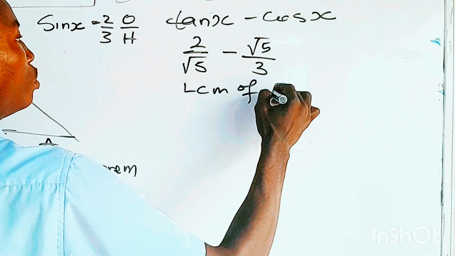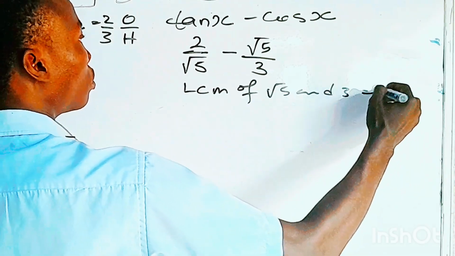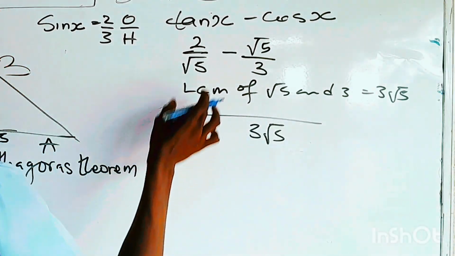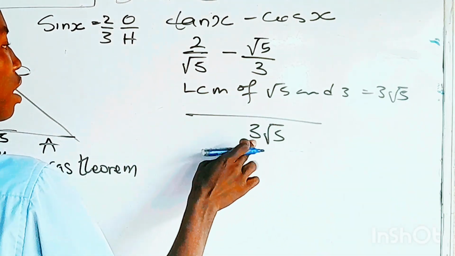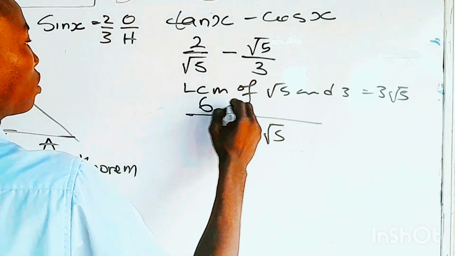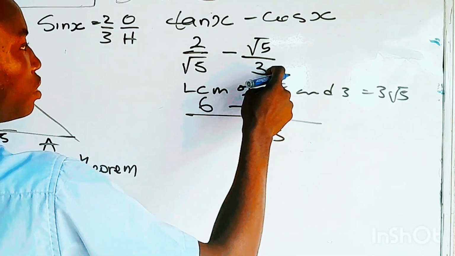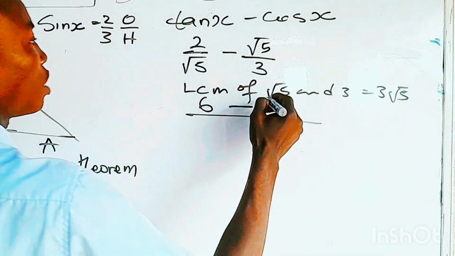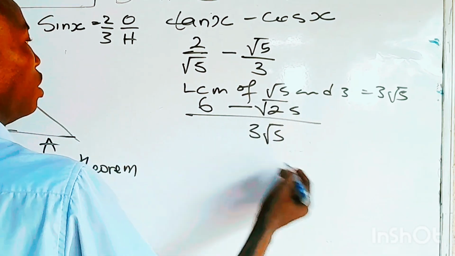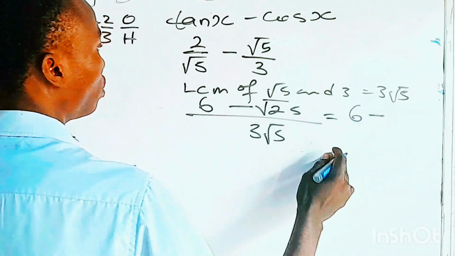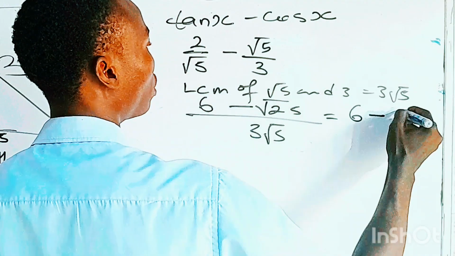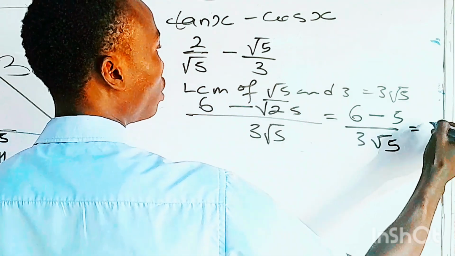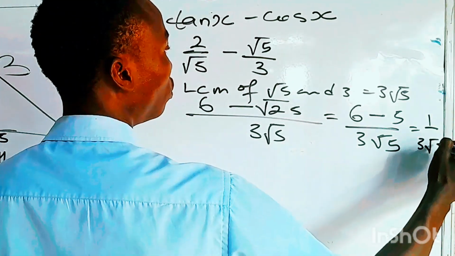Now here we go. LCM of root 5 and 3 equals 3 root 5. So that will be 3 root 5. Then here we go. This will go in this, so you are left with 3. 3 times 2 will give you 6, minus this that we have in this place will go in this, so you are left with root 5. Root 5 times root 5, that will give you 5. So the next thing now will be 6 minus 5, all over 3 root 5 there. So if you subtract this from this, you are going to have 1 all over 3 root 5.